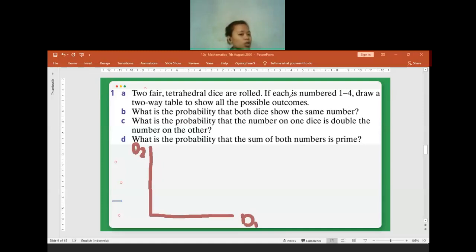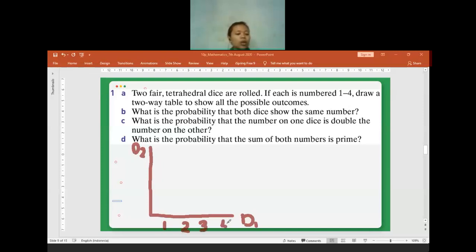Are you sure? Read the question properly. 2 fair tetrahedral dice are rolled, each numbered 1 to 4. So for this case, the dice only have numbers 1, 2, 3, 4, not 1, 2, 3, 4, 5, 6. That's why you need to read the question properly if it is about probability. Sometimes the question is not hard, it's just tricky in its wording.